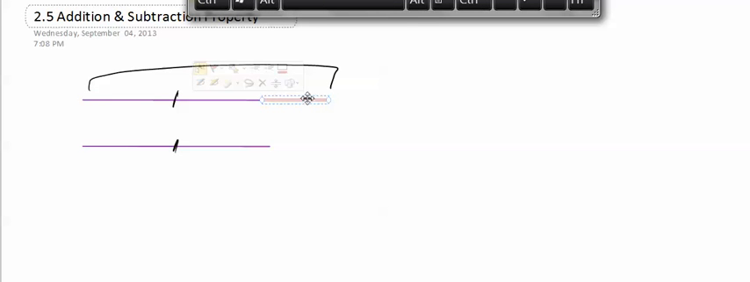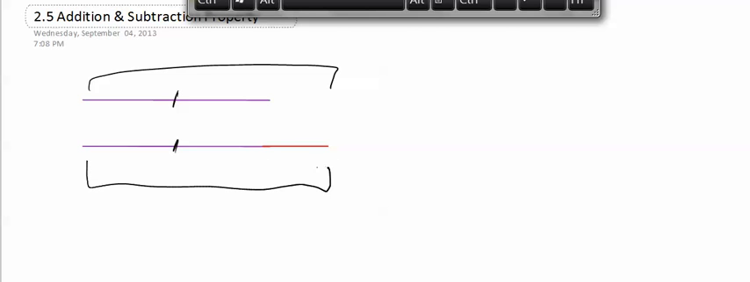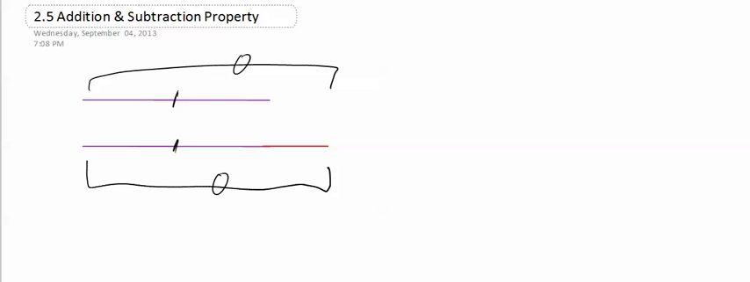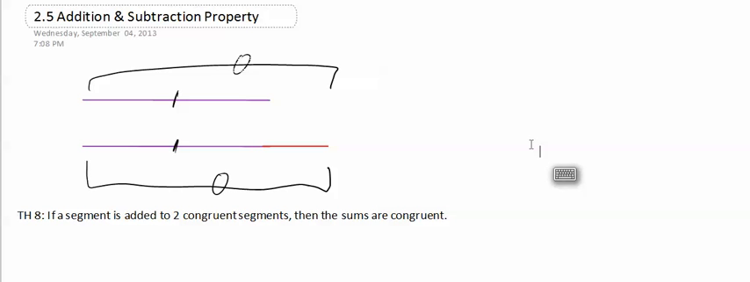If we have two congruent segments, and we add one segment to the end of each one, the new segments are also congruent. This is the first basic theorem. If a segment is added to two congruent segments, then the sums are now congruent.